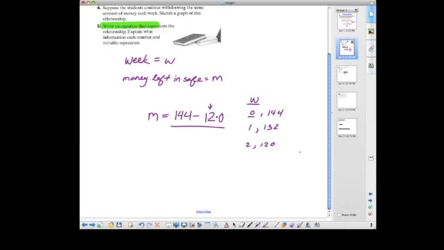For 144 minus 0 equals 144. That's the data point that I need. Now if I have 12 times 1, oops, that's 12. 144 minus 12 gives me 132. That's what I need. So what am I consistently multiplying 12 by? Well, I'm multiplying it by the number of weeks, or W.